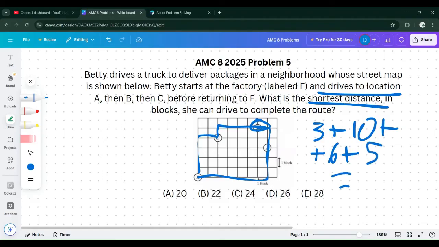And we just add this up to find the shortest distance in blocks, and that equals 9 plus 19. Oh, no, 15, sorry, for a total of 24 blocks.